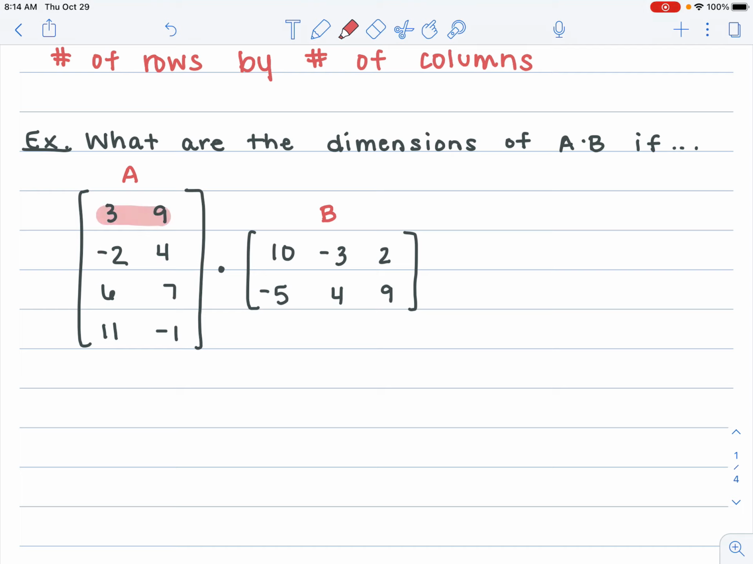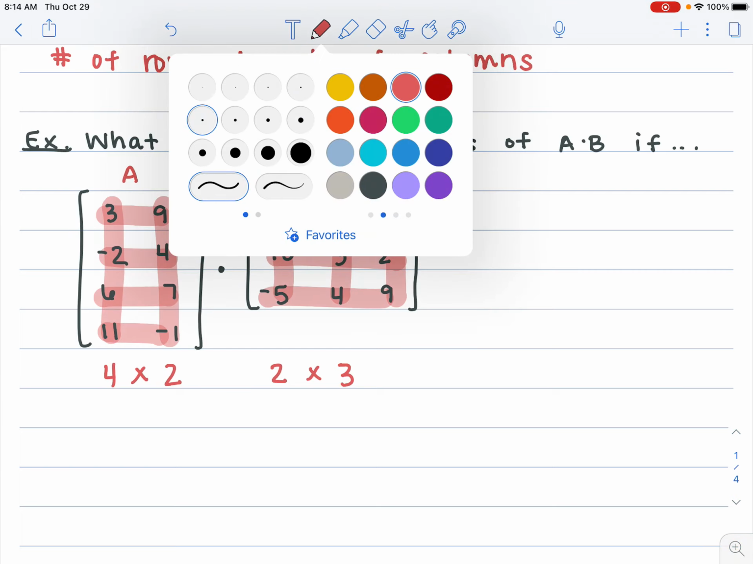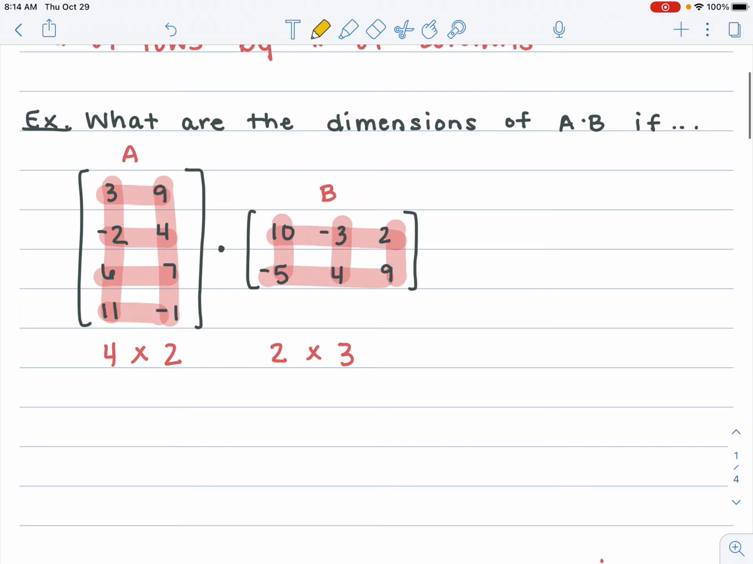So we're going to first figure out what the dimensions are. In this one, since it's row by column, A has 1, 2, 3, 4 rows by 1, 2 columns. So this would be a 4 by 2 matrix, where B has 1, 2 rows by 3 columns, 1, 2, and 3. So you can clearly see they're not the exact same.